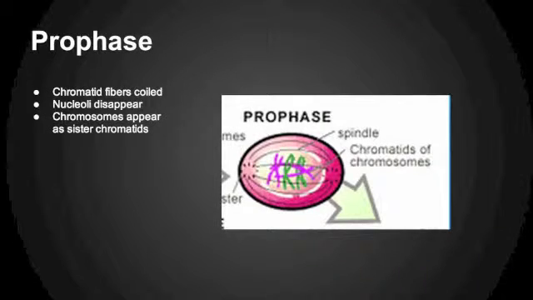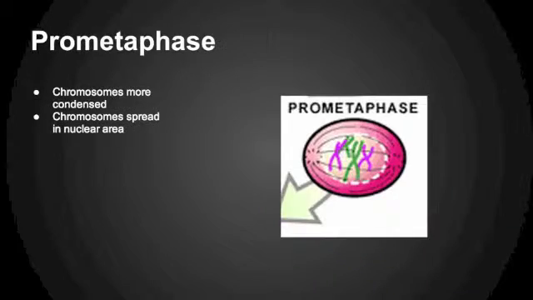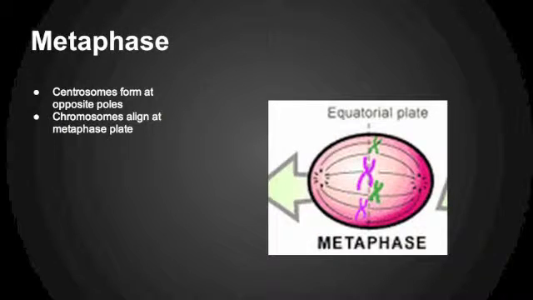Prophase is the next step, where chromatin fibers become tightly coiled, nucleoli disappear, and chromosomes appear as two sister chromatids. Then, in prometaphase, the chromosomes become more condensed and spread in the nuclear area. In metaphase, centrosomes form at opposite poles, and the chromosomes align across the center of the mitotic spindle at what is called the metaphase plate.